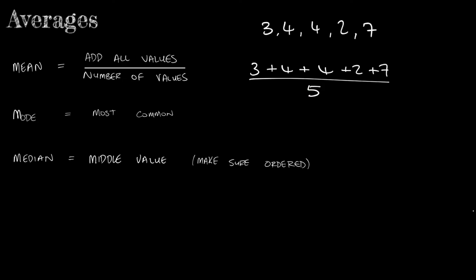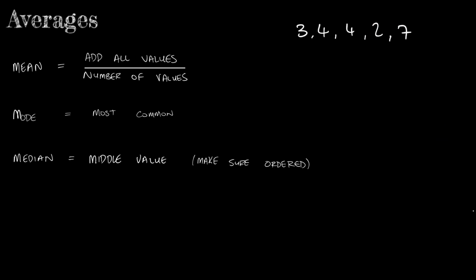If we add them together and divide by 5, we get 20 divided by 5, and 20 divided by 5 is equal to 4. So the mean for this set of data would be equal to 4. Next we'll look at the mode. The mode is the most common or the most frequent. If we look at this here, we need to pick out the mode. The mode being the most common, you can see here that the number 4 is the most common. So in this case, the mode would be 4.